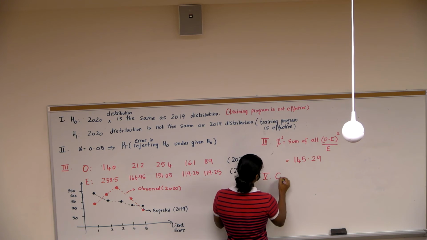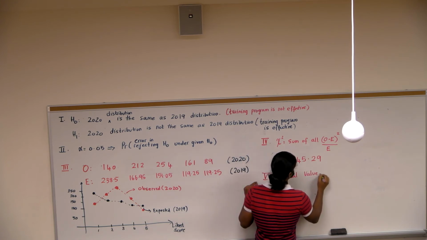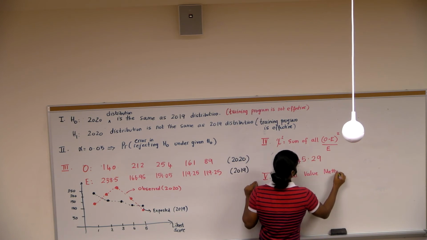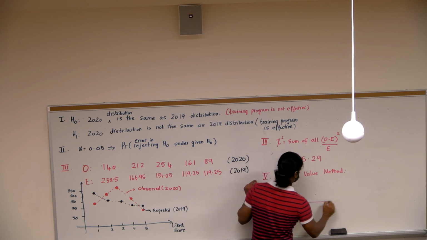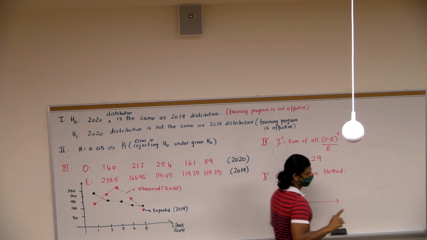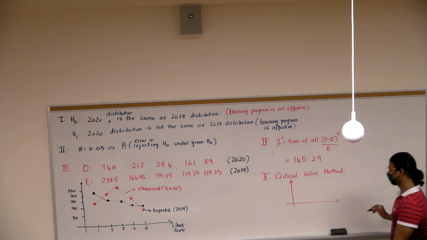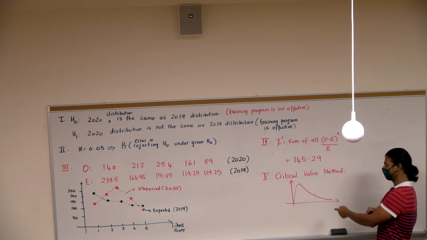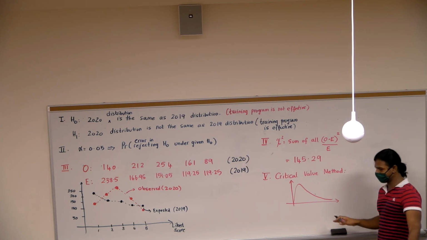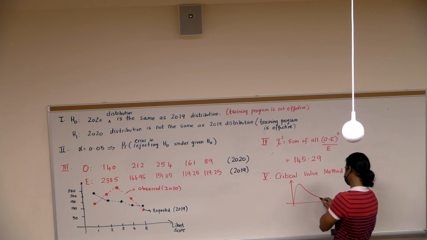So the first method is the critical value method. What type of distribution is a chi-squared? It is a right skewed distribution. It's going to look like that. And you cannot have a negative value whatsoever for the test statistic. The area in the right tail is 0.25.